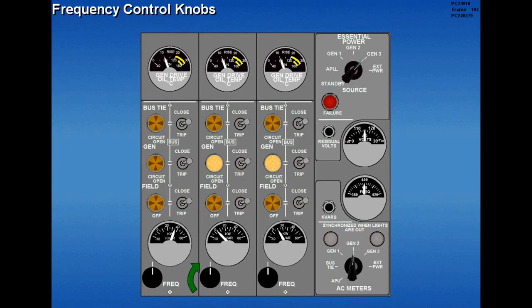Prior to closing the remaining generator breakers, the respective generator frequency may be adjusted using the frequency control knobs. This adjusts generator speed and puts it in phase with the generator powering the sync bus.